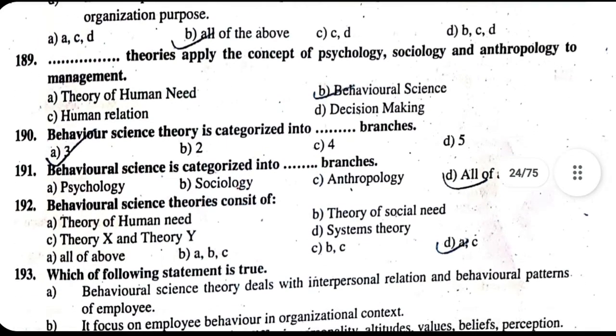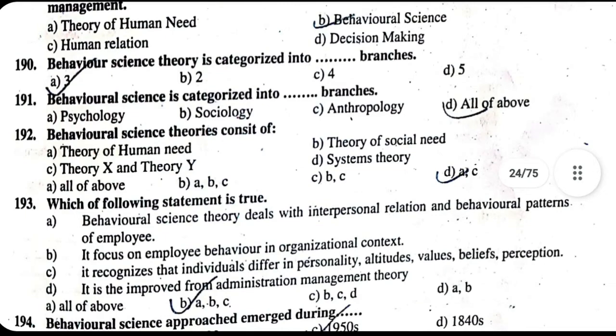Question 193. Which of the following statements is true? A. Behavioral science theory deals with interpersonal relations and behavior patterns of employees. B. It focuses on employee behavior in an organizational context. C. It recognizes that individuals differ in personality, attitudes, values, beliefs, and perception. D. It is improved from administrative management theory. The correct answer is A, B, C.